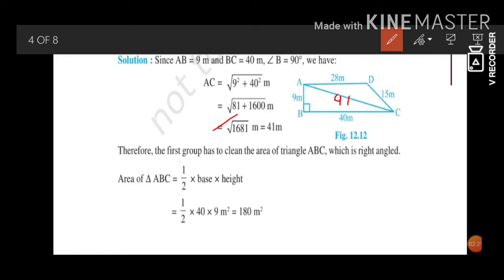For triangle ABC, we can use half of base into height and find the area, since it is a right angle triangle. So the first group has to clean the area of triangle ABC, which is a right angle triangle. We will use half base into height, half into 40 into 9, which will be 180 meters square. So this is the area which is cleaned by the first group.